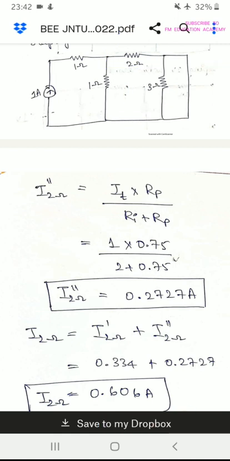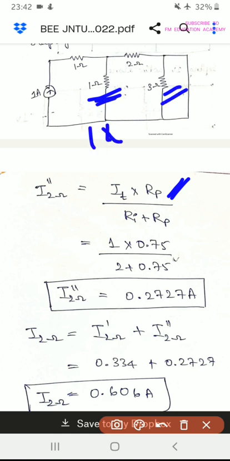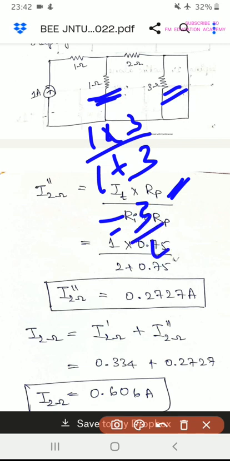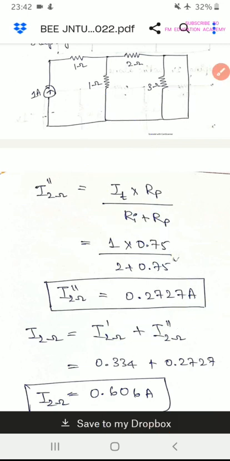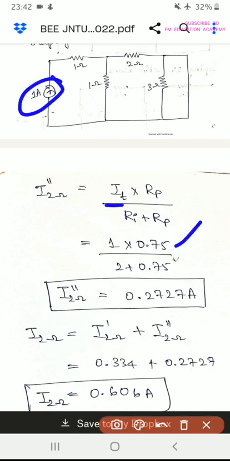So the formula for Rp will be R1 into R2 by R1 plus R2, that is 1 into 3 by 1 plus 3. 1 into 3 is 3, by 3 plus 1 is 4, 3 by 4 is 0.75. So in place of Rp we substitute 0.75, and It here is 1 ampere. So by Ri, which is 2 ohms, where we have to find the resistance, plus 0.75, we get the current flowing through 2 ohm.